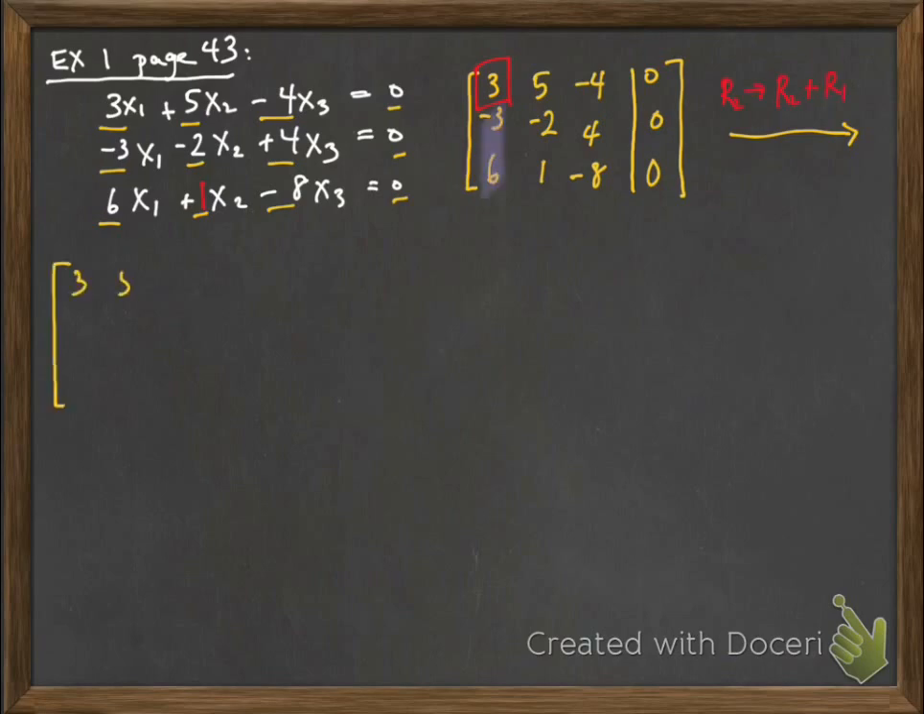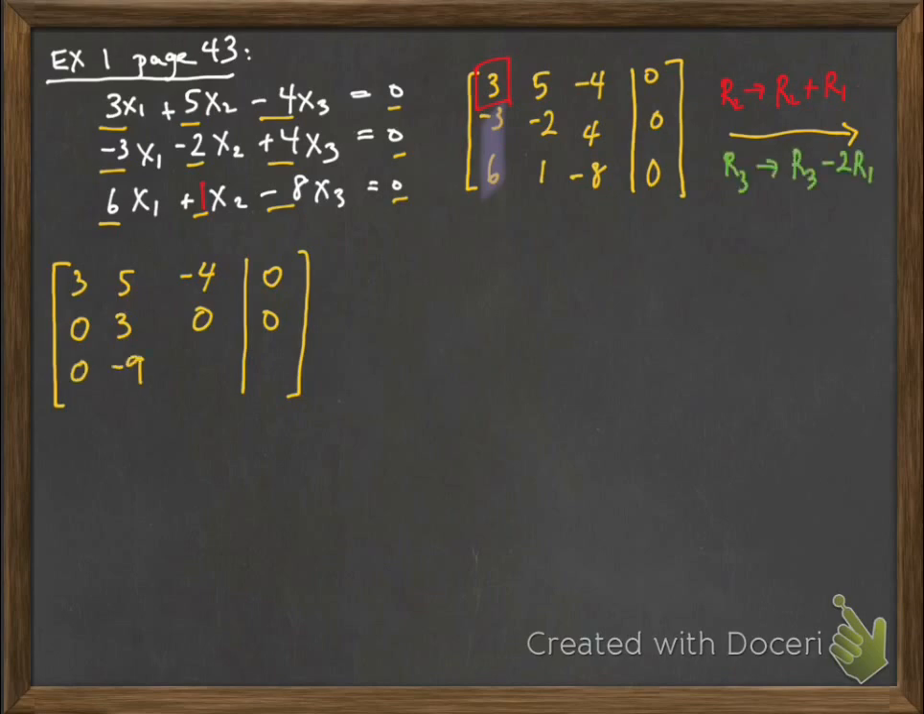I'm going to use that 3 to kill off all the entries below. I can kill the minus 3 by taking R2 and replacing it with R2 plus R1. And I get this. Now I want to kill off the 6, and I can get rid of the 6 by replacing R3 with R3 minus 2 times R1. And now I like to put boxes around my pivots.